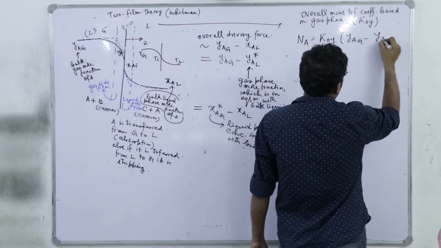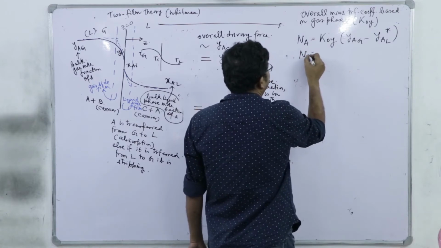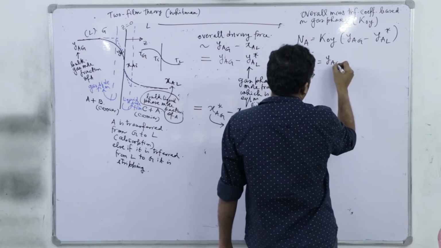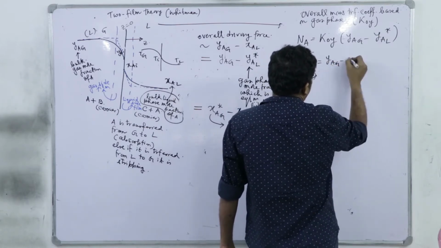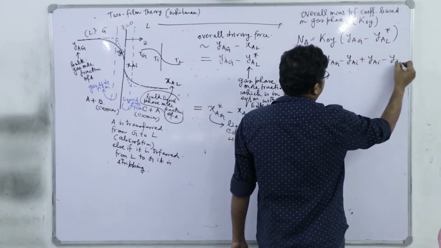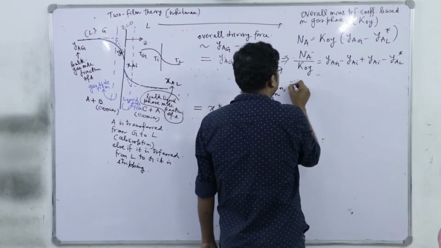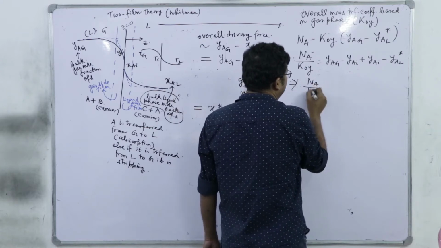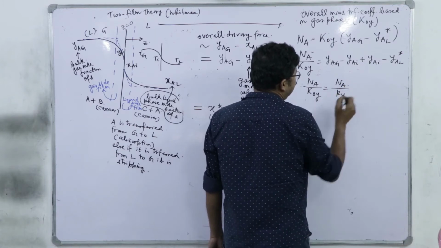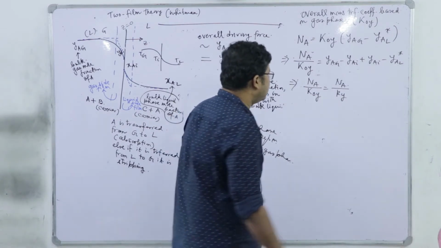YAG minus YAL star. So, you see that Na divided by KOY equal to YAG minus YAL star. So, we will write YAG minus YAI plus YAI minus YAL star, right. So, this gives you that Na divided by KOY equal to by definition Na by small ky. We are trying to relate now the individual film mass transfer coefficient to the overall mass transfer coefficient.